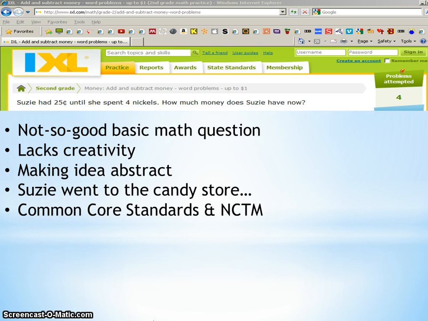It is very important that the math question is creative, makes the idea very concrete and relatable for the age that it's geared towards. So those are the reasons why this would be considered a not so good math question.